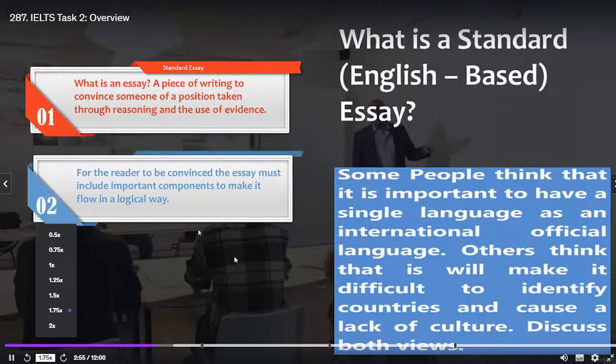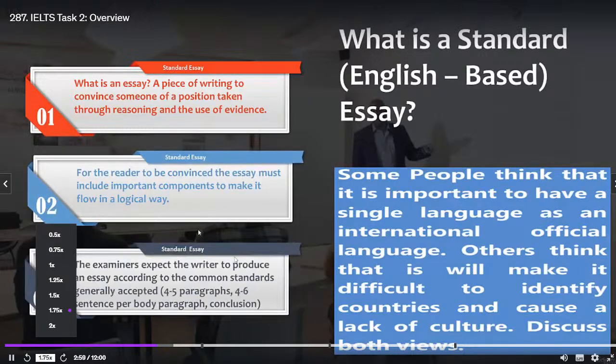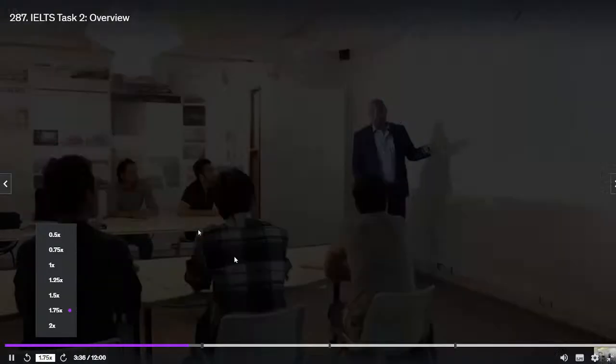It's a piece of writing that is used to convince someone of a position that you're going to take. You must use a certain level of reasoning and evidence to score very, very well. In order for the reader to be convinced, you have to follow a certain logical pattern. There's certain components that you must include when writing a standard English-based essay. Now, of course, I'm going to tell you what those components are, and I'm going to give you examples of each of those components. The examiner wants you to write a 4 to 5 paragraph essay.